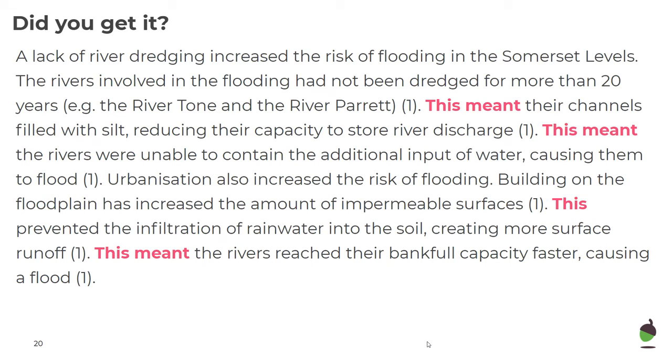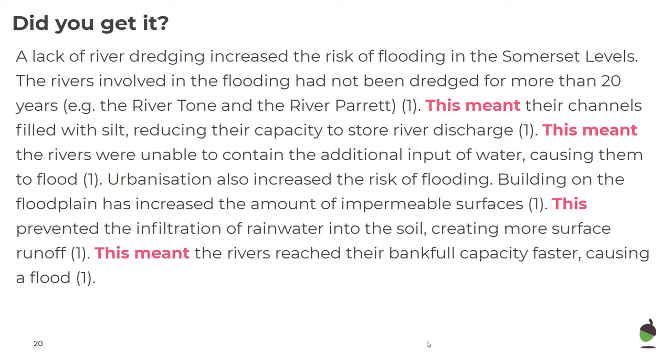So a lack of river dredging increased the risk of flooding in the Somerset levels. The rivers involved in the flooding had not been dredged for more than 20 years, e.g. the River Tone and the River Parrett. 1 mark. This meant their channels filled with silt, reducing their capacity to store river discharge. 1 mark. This meant the rivers were unable to contain the additional input of water, causing them to flood. 1 mark.